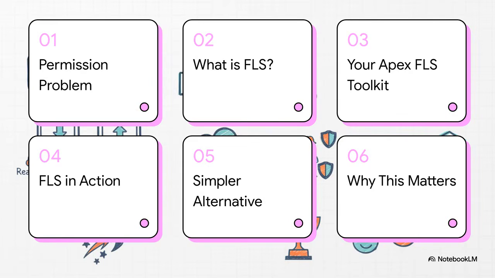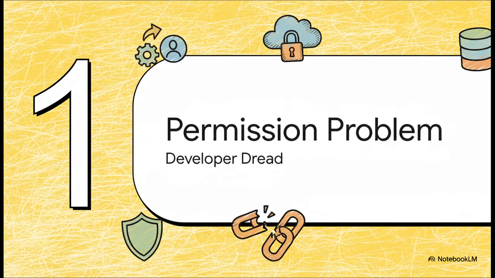So, here's how we're going to tackle this. First, we'll uncover a really common hidden problem. Then, we'll define what's actually causing it, something called field-level security. After that, we'll get hands-on with the Apex toolkit Salesforce gives us, with real code examples. We'll even check out a handy shortcut before we wrap up with why this stuff is so critical for your work.